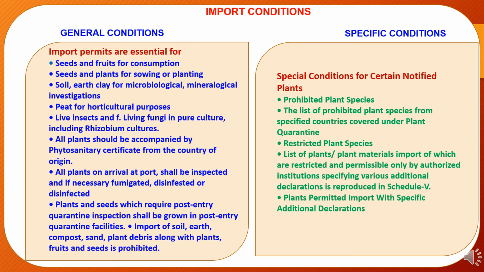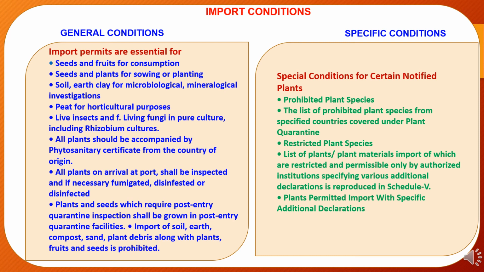As far as import is concerned, there are two sets of conditions. The first is general conditions of import, and the second is specific conditions of import. In general conditions, import permits are essential for seeds and fruits for consumption, seeds and plants for sowing or planting, soil, earth, clay for microbiological and mineralogical investigations, peat for horticultural purposes, live insects and live fungi for pure culture including rhizobium cultures, and all plants should be accompanied by a phytosanitary certificate from the country of origin.